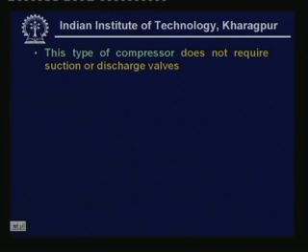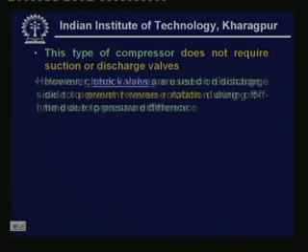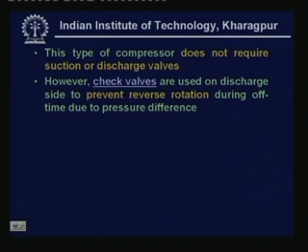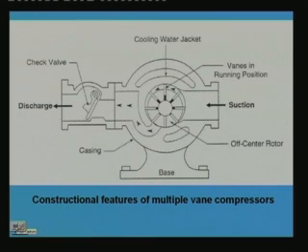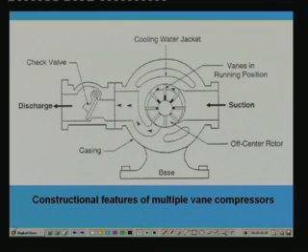This type of compressor does not require, as I have already mentioned, suction or discharge valves. However, check valves are used on the discharge side to prevent reverse rotation during off time due to pressure difference. So, this one shows the constructional features of a multiple vane compressor. You can see that there is no valve on the suction side. However, this is a check valve, or non-return valve, used on the discharge side.